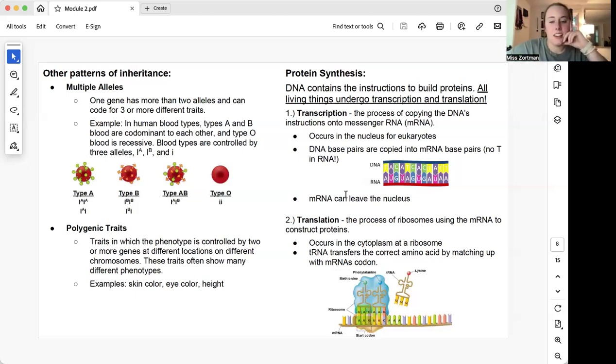All right. So when you're creating RNA, remember there is a slight rule change.